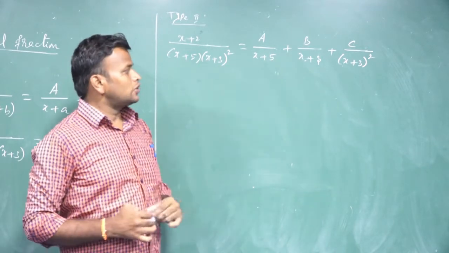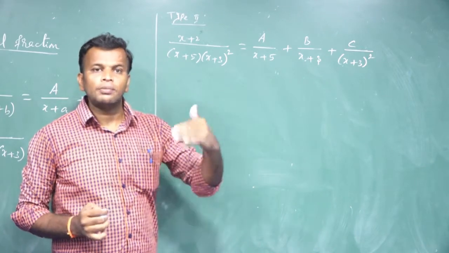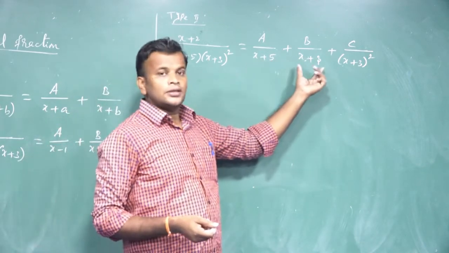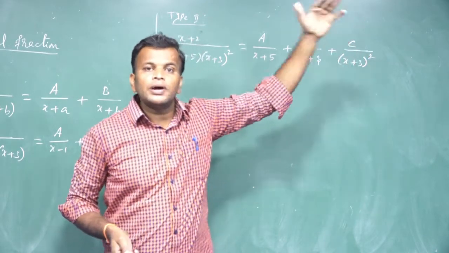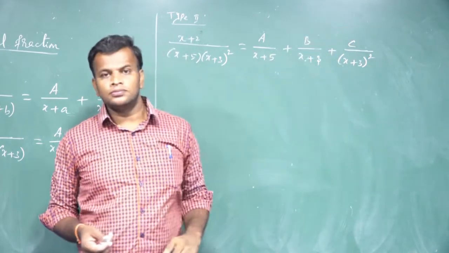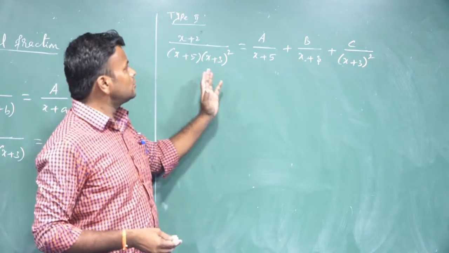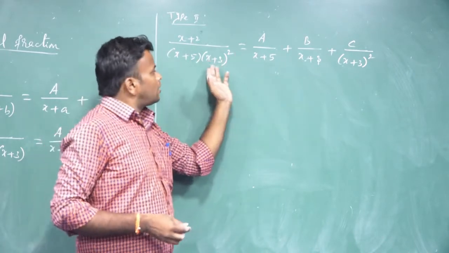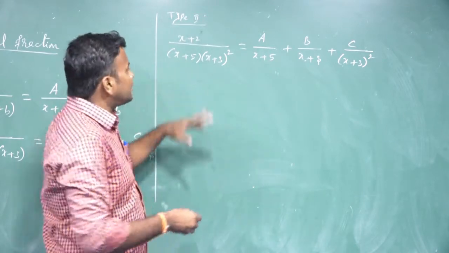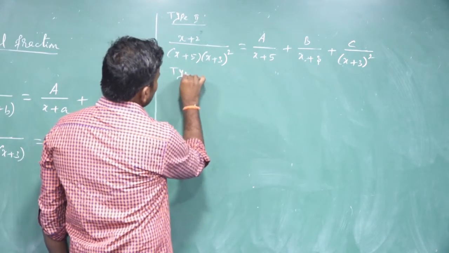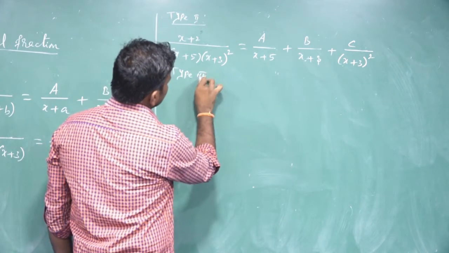Suppose a cube is there, how to write, sir? So you increase one by one. First we write x plus 3. Next we write x plus 3 the whole square. Next plus d divided by x plus 3 the whole cube. So it is a working rule. Suppose the factor power is 2, 3, like this. Next, type 3.